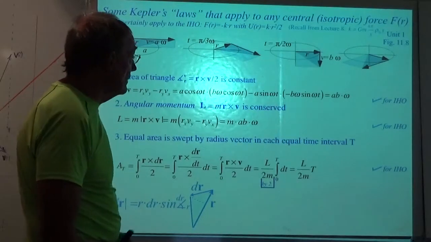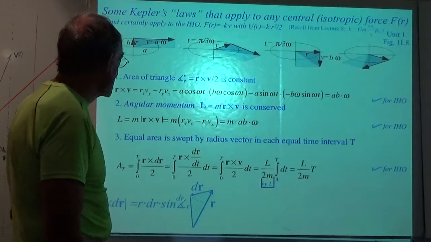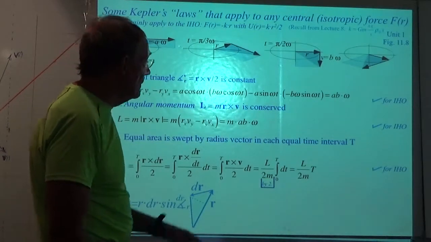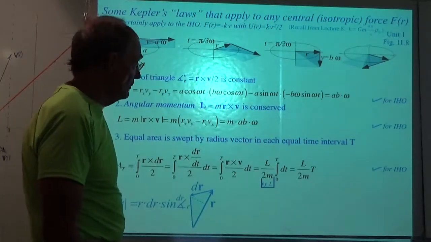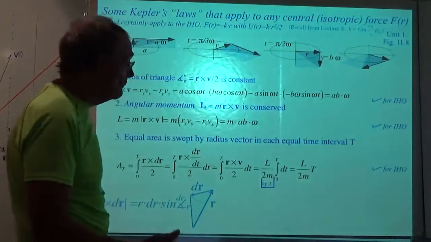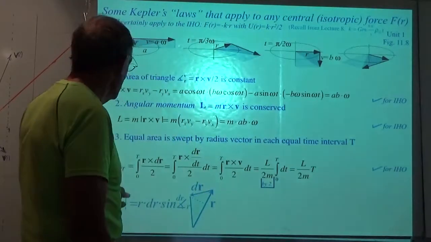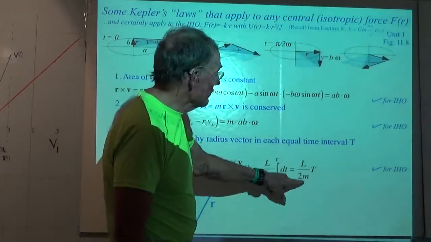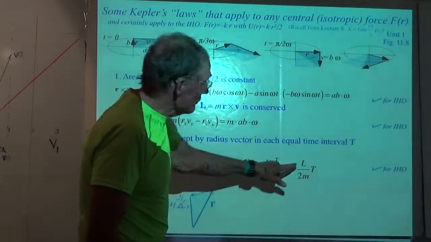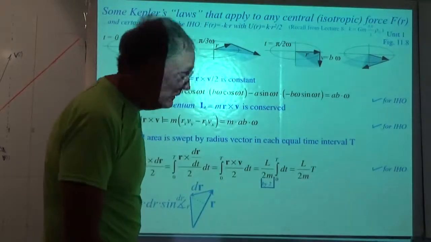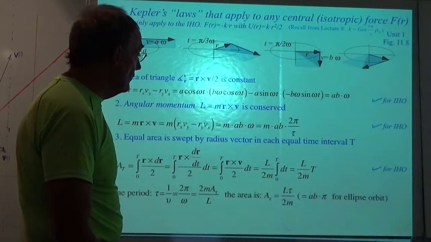Now that r cross v is L over m. That's this guy right here. So this is L over m integral dt, which is time. So if we allow it to fly a certain amount of time, then the area is going to be that. This is constant, and that, of course, is constant in non-relativistic mechanics. So, that's pretty neat.